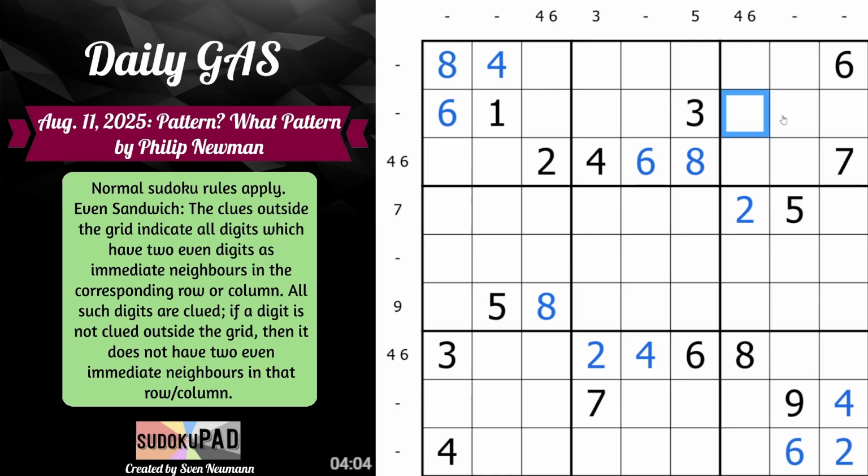We know that this is 4, 6, so 4 can't go here or here, so this must be 4. And then that means that this must be the 8. And can we do the same thing here with 2, 6? We know this can't be 2, 6 here, so 6 must go here, and this will be the 2. And now we know no matter how the odds are placed, nothing will sandwich.